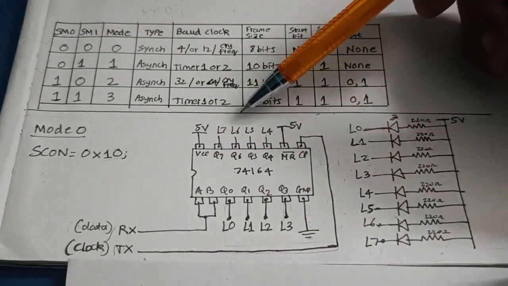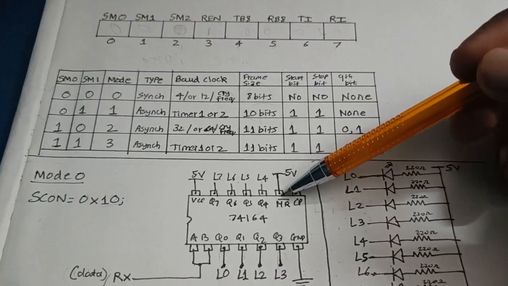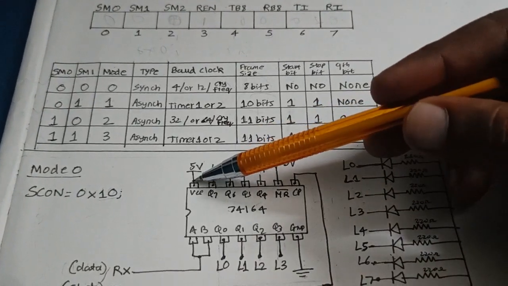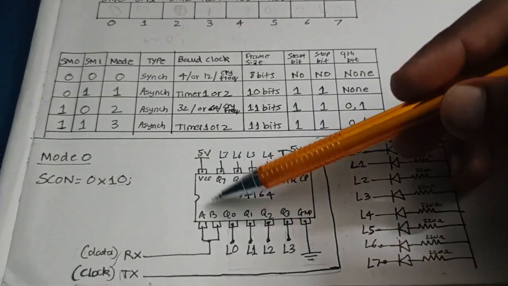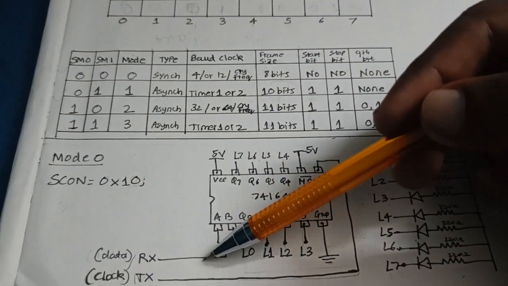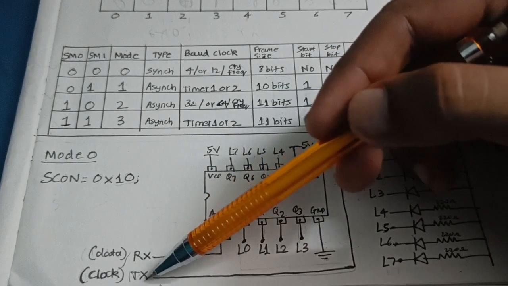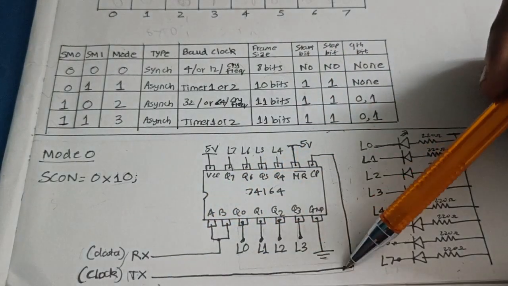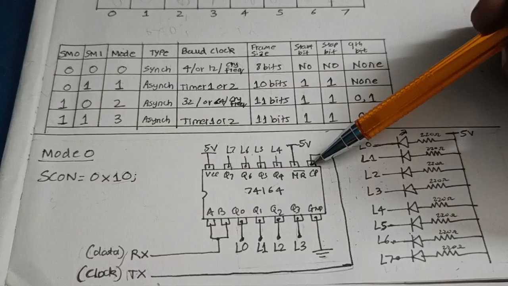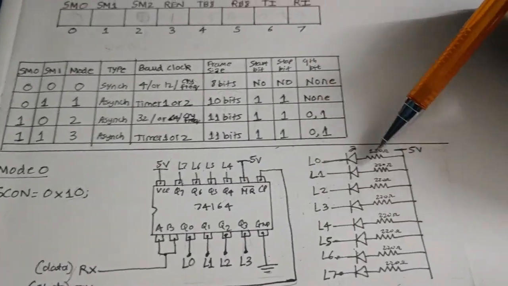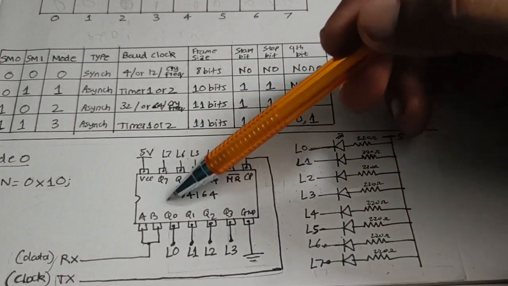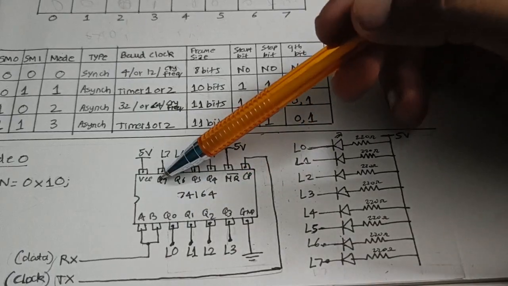And this is the circuit diagram. This is the shift register 74164. The master reset must be connected to 5 volts. It requires 5 volts VCC and ground. A and B are shorted and connected to the data line, which is nothing but RX of the microcontroller. And TX carries the clock pulses, which is connected to the clock pulse pin, CP. And 8 LEDs are connected to the 8 outputs, Q0 to Q7.